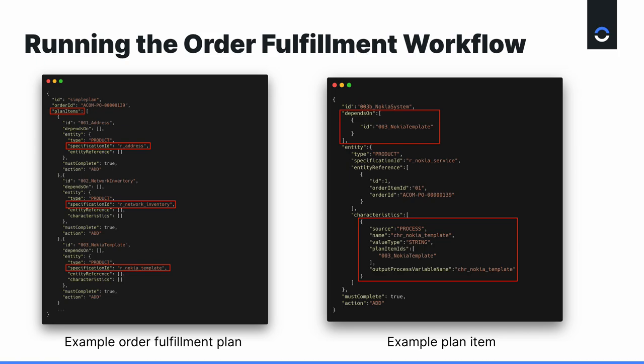And in the plan items, we have the workflows which we have to run. In the specification ID, we have the key of our workflow. Moreover, in this request, we can also define information like some workflow depends on another workflow. And also in the request, we can provide information about the process variables, which have to be added into our Camunda workflow.